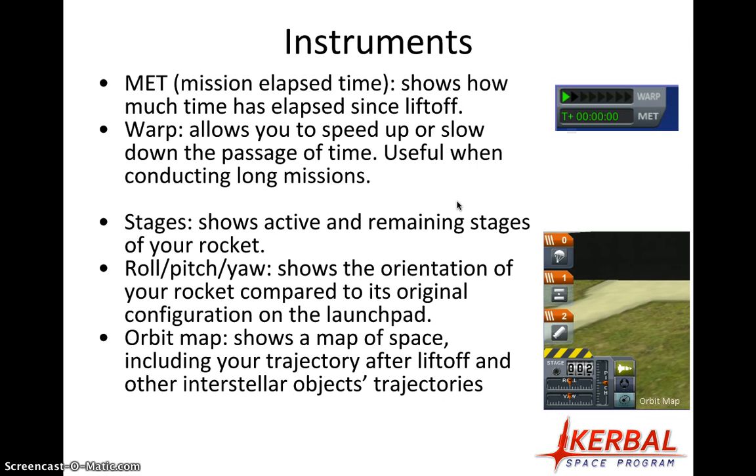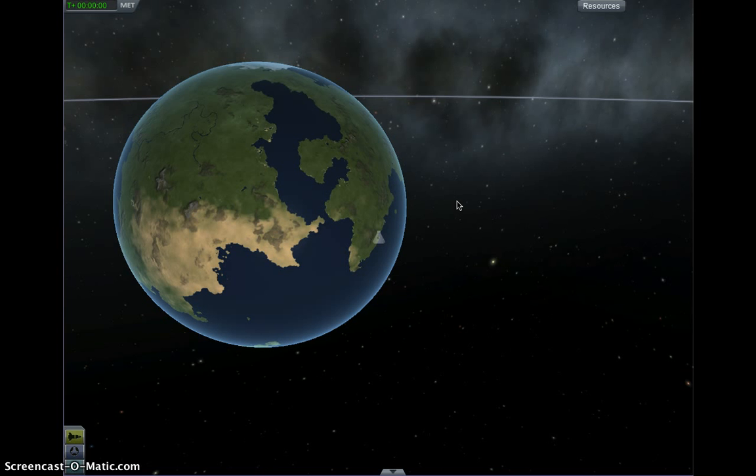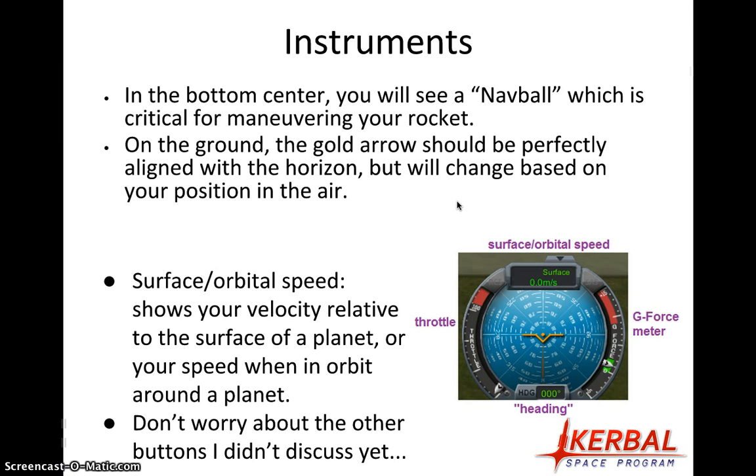Orbit map shows a map of space, including trajectory after liftoff and other interstellar objects. All right. Now, when you click on that map, you can see the planet Kerbin, and if you look down on the left-hand corner, you can change your views.